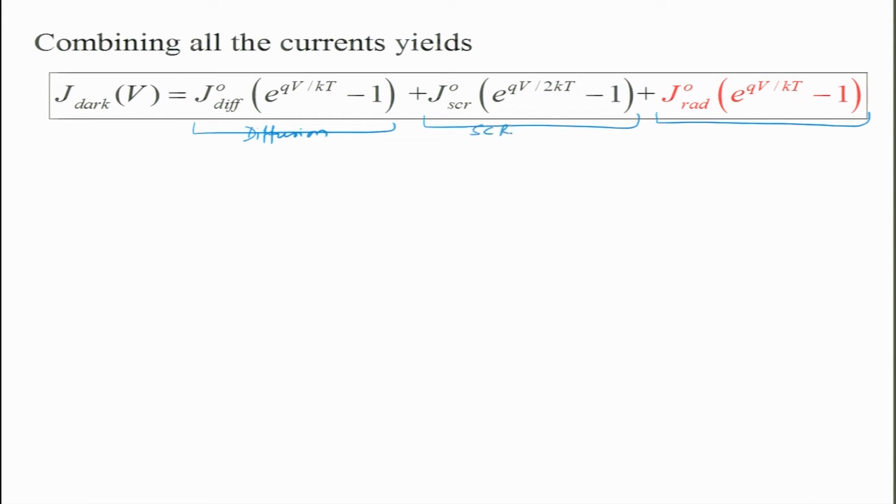Another is the space charge region recombination, and this is the radiative recombination, which will always be present in a semiconductor, whose extent will be determined by whether it is a direct band gap semiconductor or an indirect band gap semiconductor. So, this term is prominent for direct band gap semiconductors.